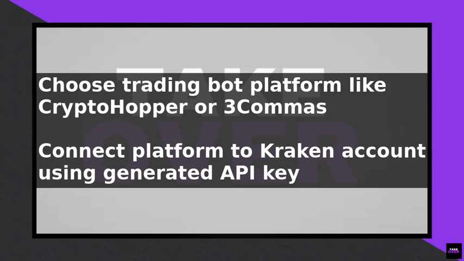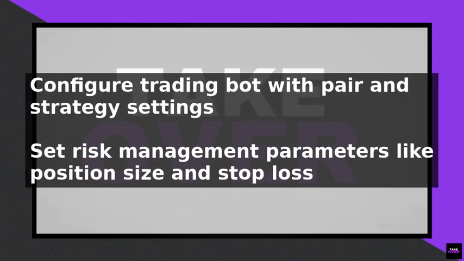Now, you need to configure the trading bot by setting the trading pair, the trading strategy, and the risk management parameters. For example, you can set the bot to trade Bitcoin and US dollars using a strategy such as trend following or mean reversion. You also need to set the risk management parameters, such as the position size and the stop loss level. After configuring the bot, you need to backtest it using historical data to see how it would have performed in the past.